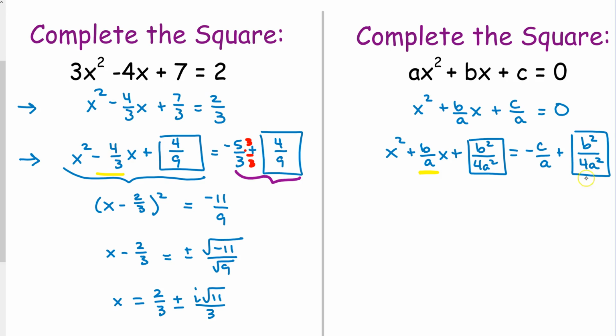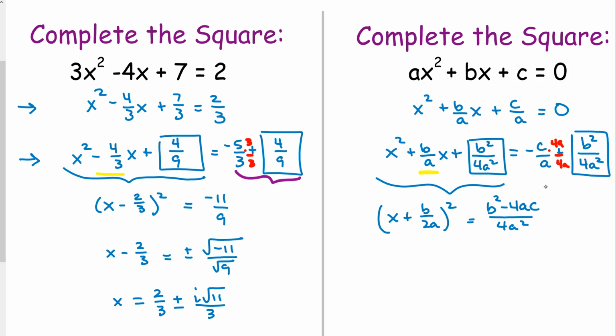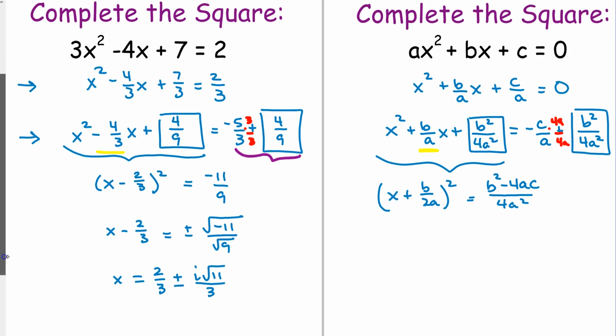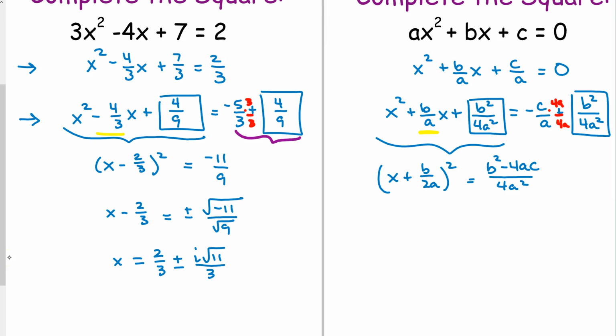My common denominator needs to be 4a squared, so I'm going to multiply the top and the bottom of the first fraction by 4a. Then we can write this part in its factored form. That's going to be x plus b over 2a, quantity squared, equals, and then for adding these fractions together, they have a common denominator of 4a squared, and it's going to be negative 4ac plus b squared, and I'll write that as b squared minus 4ac. Now, you might be starting to think this looks familiar if you remember the quadratic formula from your past.